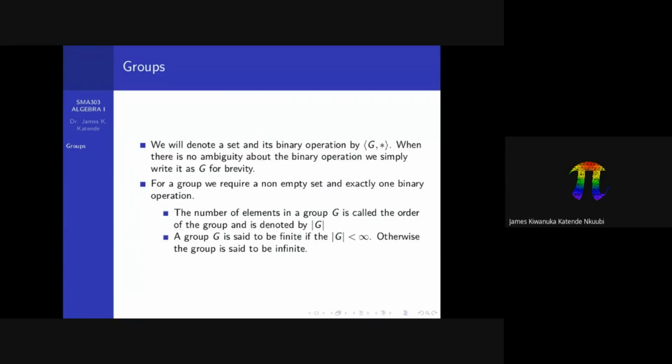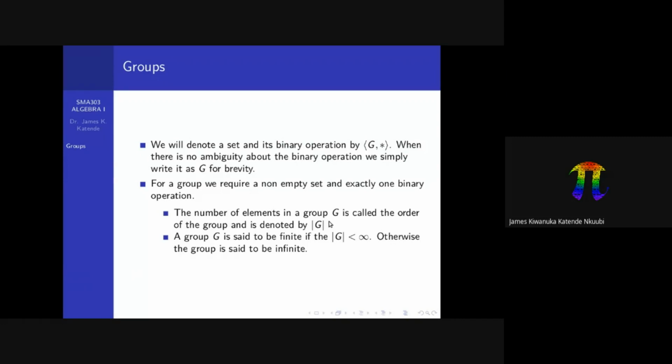The elements of the set must be very clear in your mind. And secondly, you cannot have more than one binary operation for a given group. So the same set can be a group, you can have different binary operations on the same set, but you can only consider one at a time. So you can't consider two binary operations or more in one go. So anytime you're talking of a group, it's just one set and one binary operation, no more.